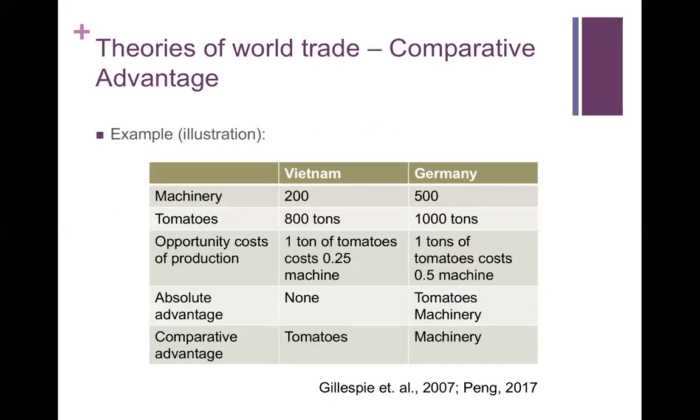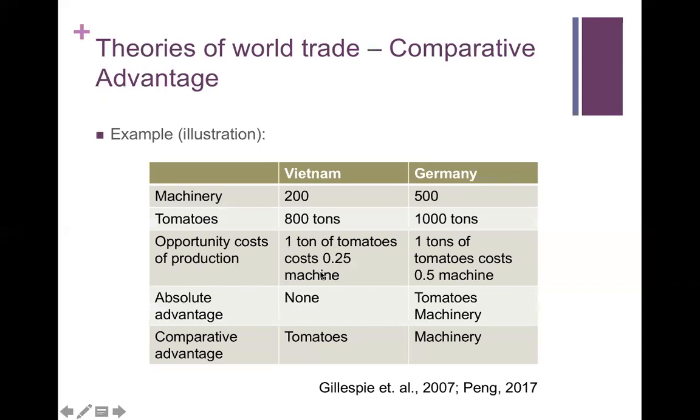As an illustration, let's go back to these two markets, Vietnam and Germany. I do not use China and the US as examples because it may be a bit too sensitive in today's terms. Again, let's say machinery and tomatoes. Vietnam produced 200 machinery and 800 tons of tomatoes, whilst Germany produced 500 machinery and 1,000 tons of tomatoes. Looking at the opportunity costs of production, in Vietnam 1 ton of tomatoes costs 0.25 machines, whilst in Germany 1 ton of tomatoes costs 0.5 machines.